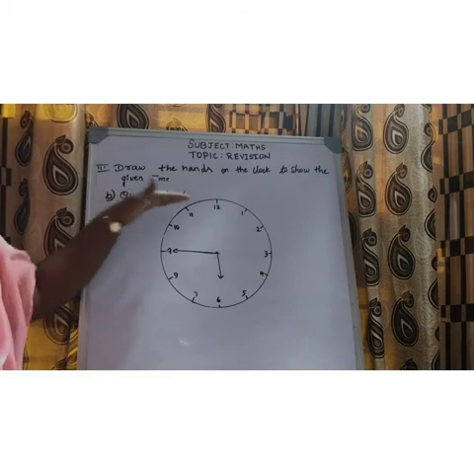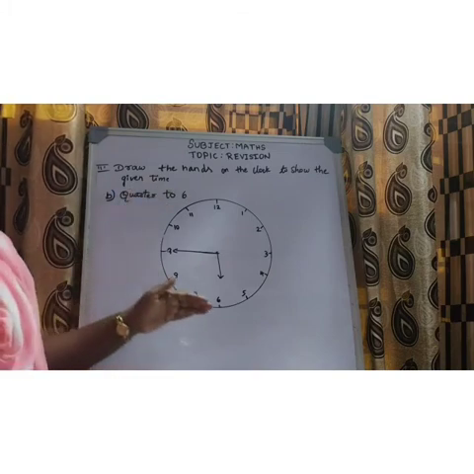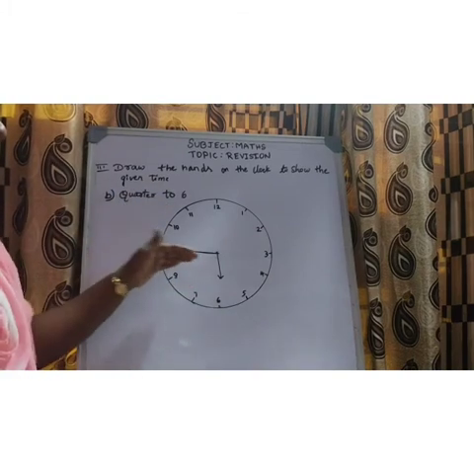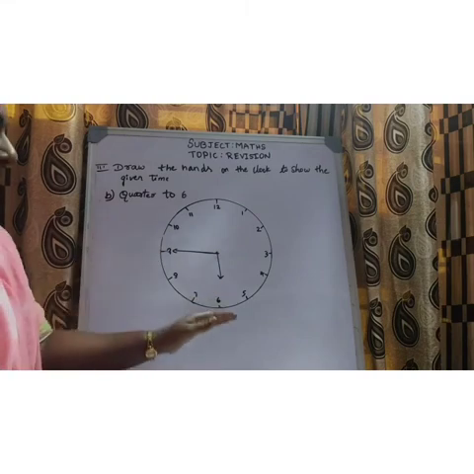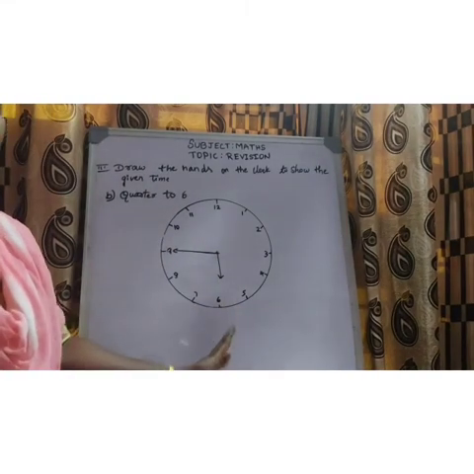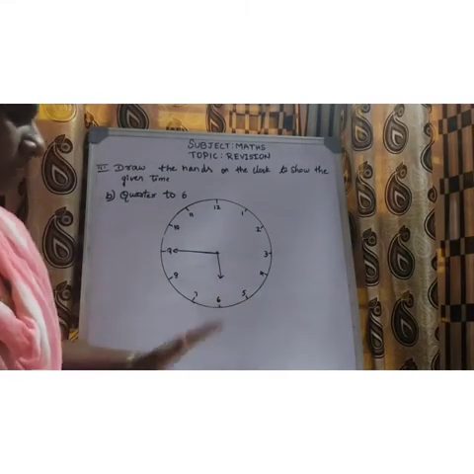So quarter to 6 means what is the time shown? It is 5:45, and the minute hand should be at 9 and the hour hand should be near 6. Okay, it should be near 6.